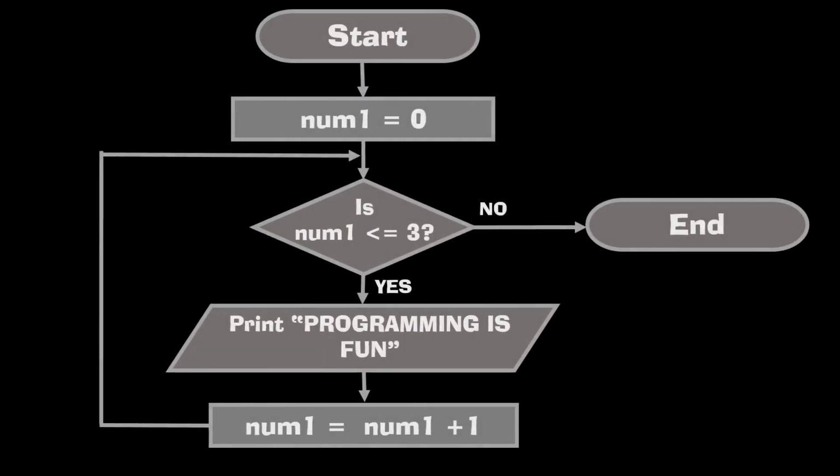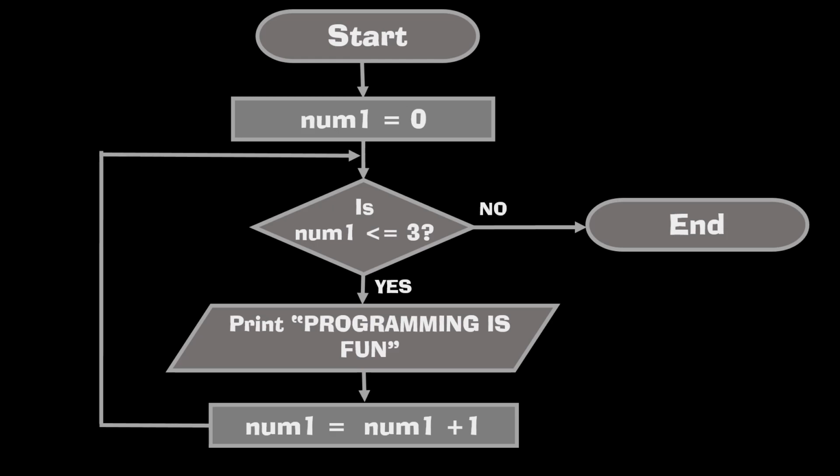Now the last one, while do loop. I have shown a flowchart for this one also. While do loop never executes the code we want to repeat before checking the condition, and it also executes the code in repetition as far as the condition is true. If the condition becomes false, then it will end the loop.